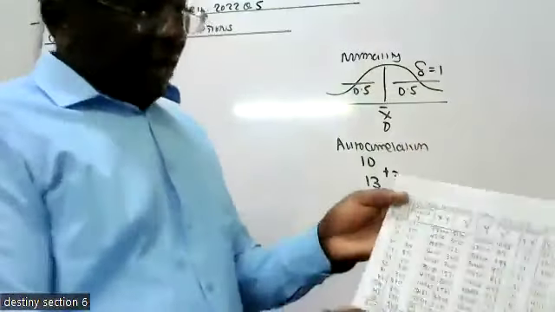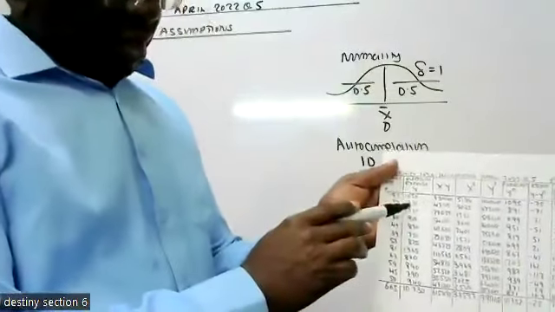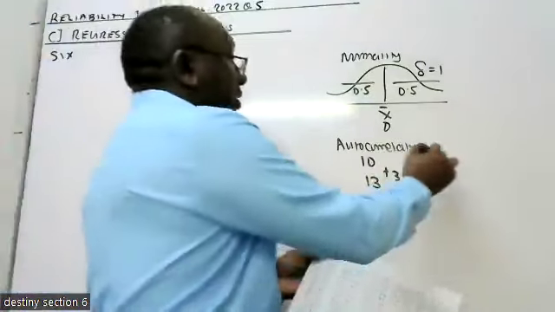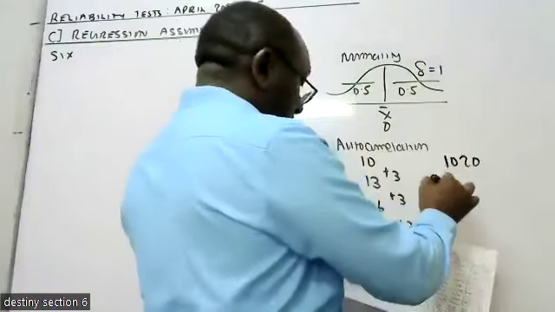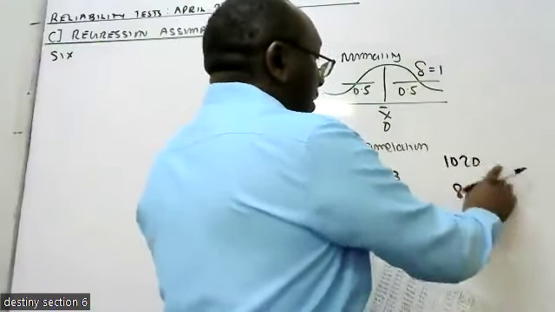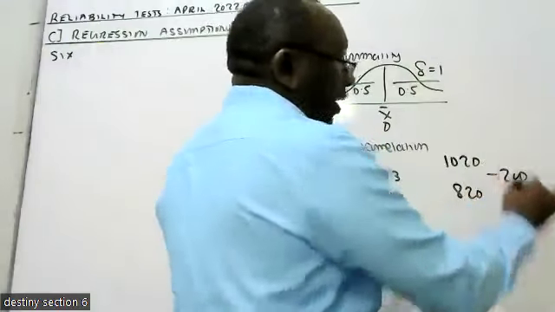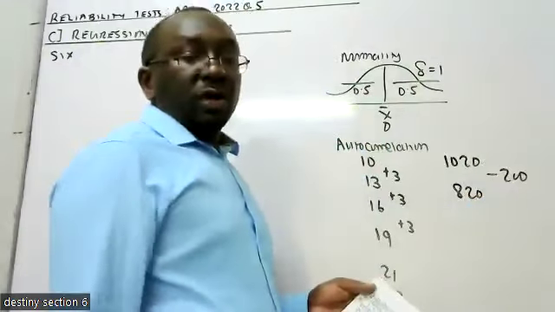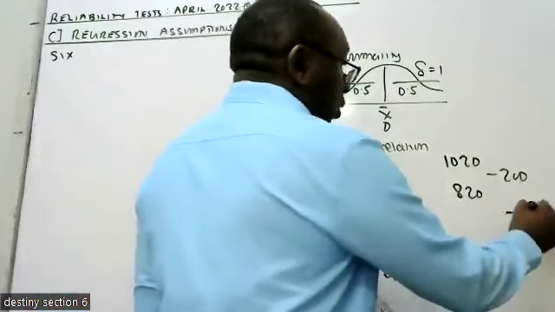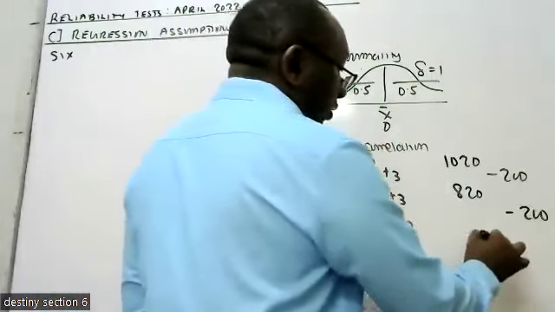Sasa ukiangalia hizi values za y, unaona hii sasa ni 1020. Hii ni 1020, tumeenda kwa 820. So what has happened is like we have subtracted 200. So if this was autocorrelated, then I subtract another 200, I should have gotten 620.